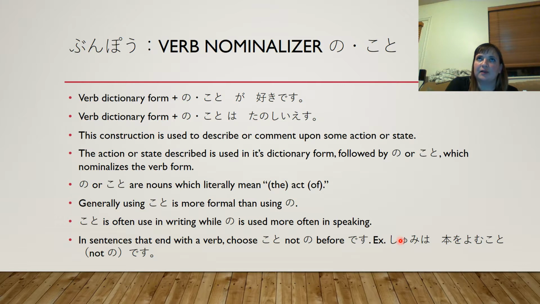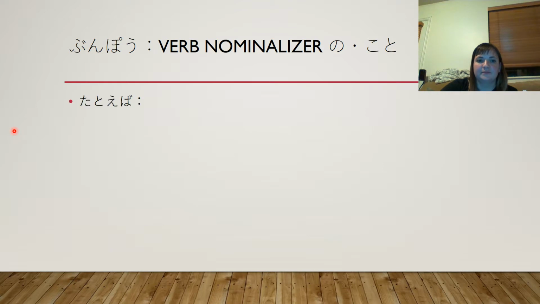If you're going to say my hobby is the act of whatever, that part has the verb that you've just turned into a noun at the end, so you're going to use koto. If it's coming near the end, you want to use koto with desu. It sounds weird to use no. It takes a little bit of practice, but I think you guys will figure it out. So let's look at some examples.